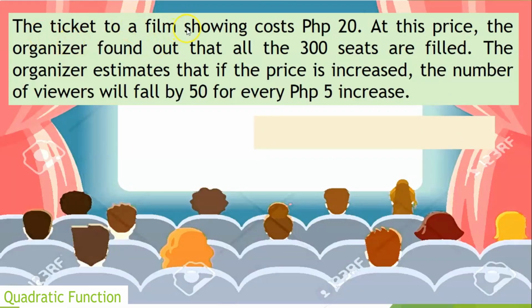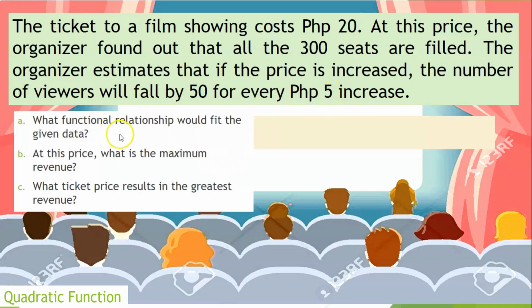The ticket to a film showing costs 20 pesos. At this price, the organizer found out that all 300 seats are filled. The organizer estimates that if the price is increased, the number of viewers will fall by 50 for every 5 pesos increase. What functional relationship would fit the given data?